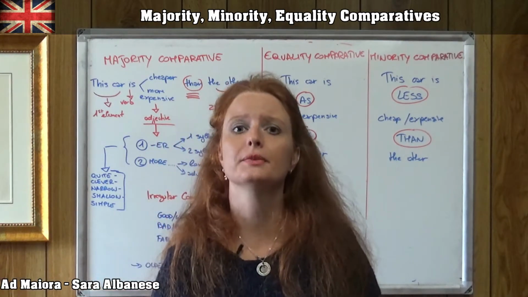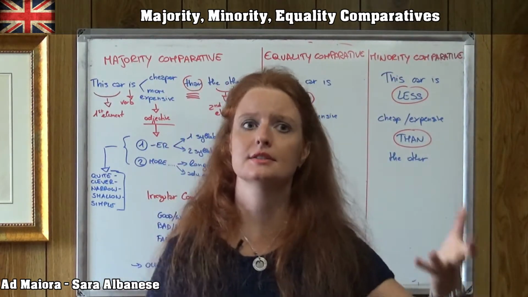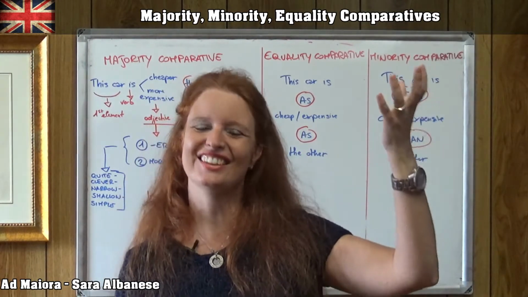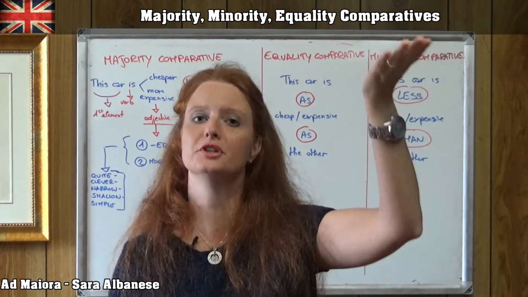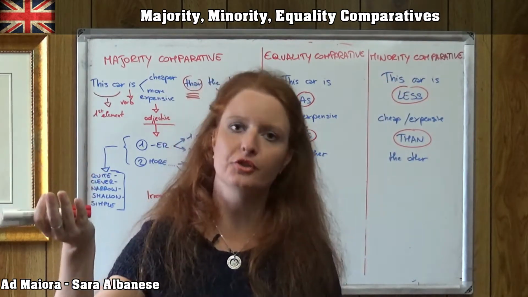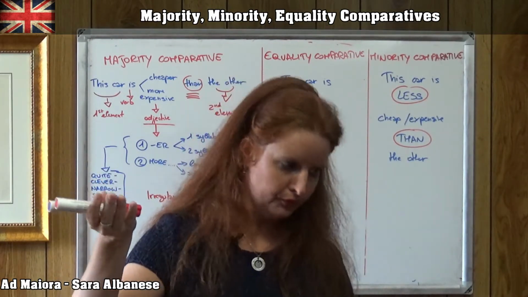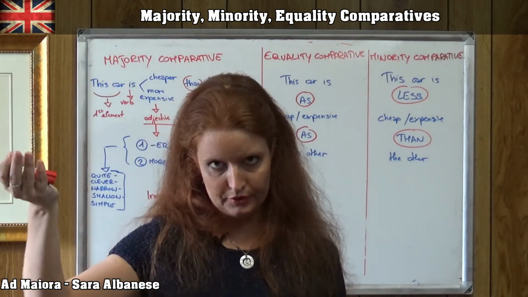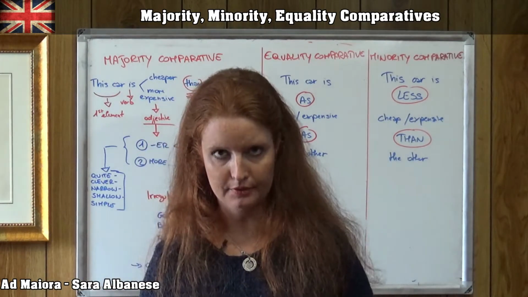Or the first element can be something more than the other. So this book is more boring than the other. In this case, the first element is on a higher level. This is a majority comparative. Or the opposite, the first element can be on a lower level. This book is less boring than the other. In this case, it is a minority comparative.